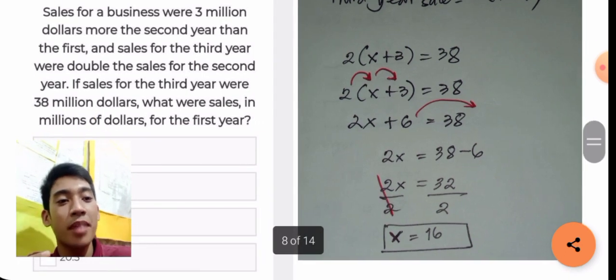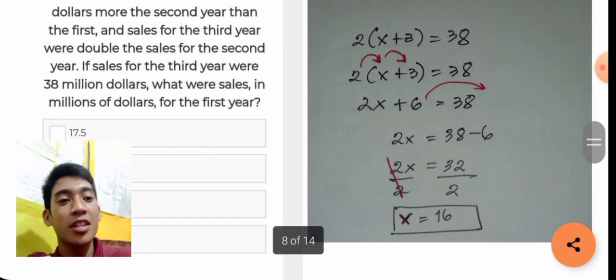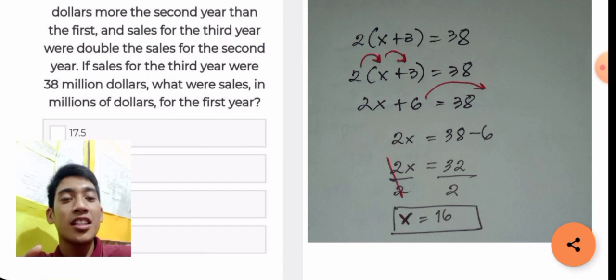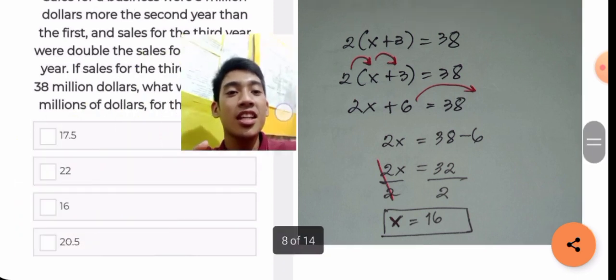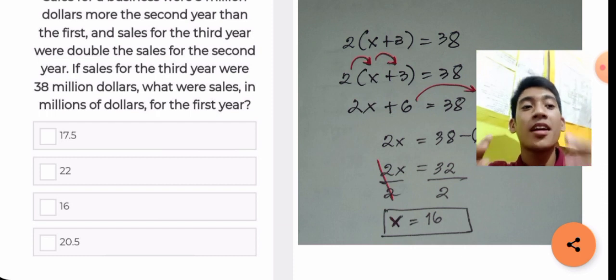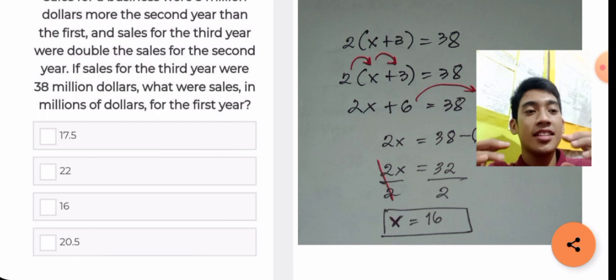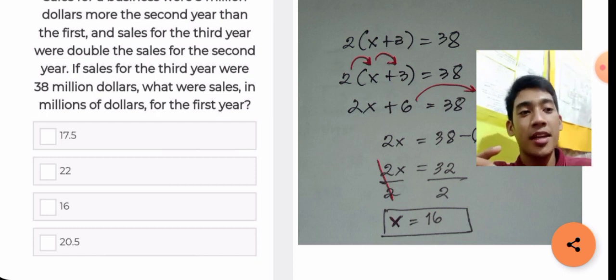Divide both sides by 2 to get x. So 32 divided by 2 gives us 16. Therefore, the first year sale is $16 million. Again, the first year sale is $16 million.